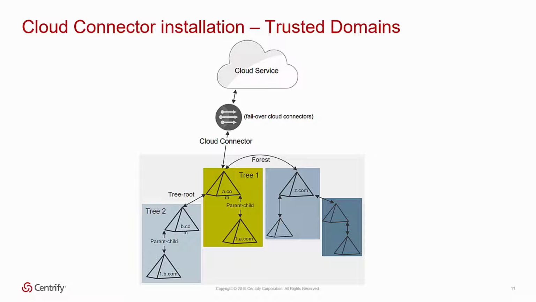This graphic outlines installation when using trusted domains. You would use this model when the user's Active Directory accounts are in domains with domain controllers that have a two-way transitive trust relationship. In this model, you have a single cloud connector in the entire domain tree or forest. The identity platform communicates through this cloud connector for all authentication requests.